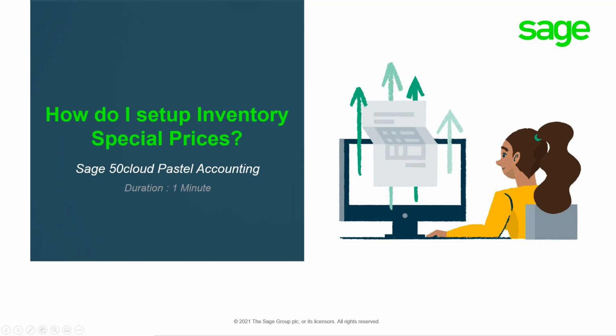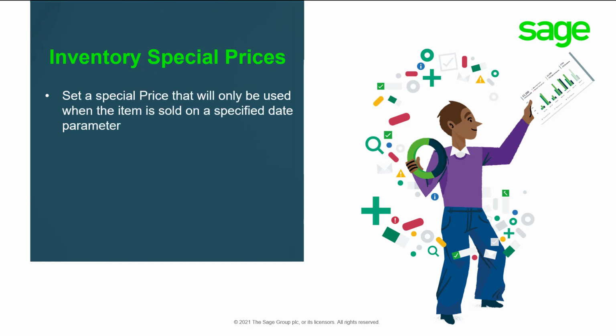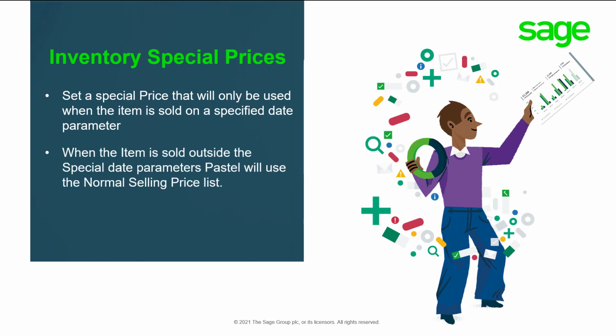In this video we will demonstrate how to set up inventory special prices in Sage50cloud Pastel. Special prices allow users the option to set a specific price that will be used when an item is sold at a specific date. Once the item is sold on a date that is outside the set parameters, then Pastel will use the normal selling price under the respective price list. Please note that the special prices are not available in the Pastel Express version.